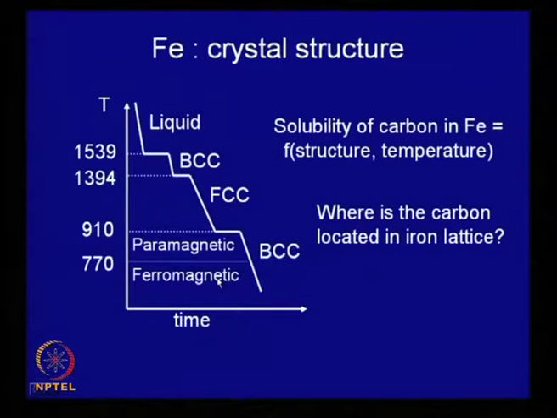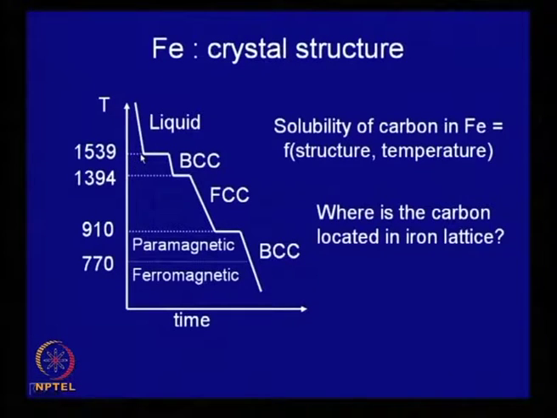So, you can say as you heat iron from room temperature to its melting point, it will convert from the ferromagnetic state to the paramagnetic state at the Curie temperature. Then from the paramagnetic BCC crystal structure, it gets converted into a face centered cubic. Again at 1394, it gets converted into a body centered cubic structure, and then melting takes place at 1539.